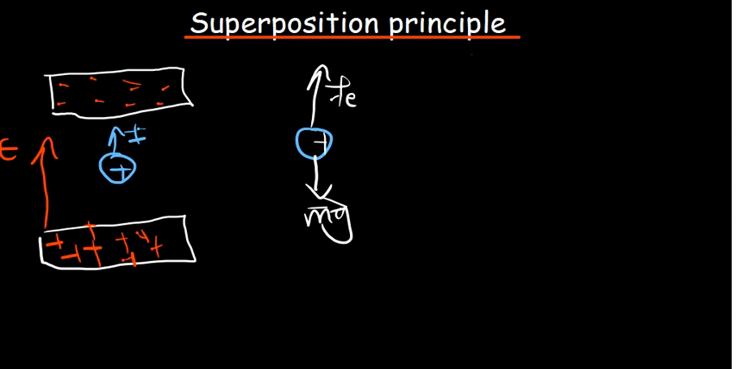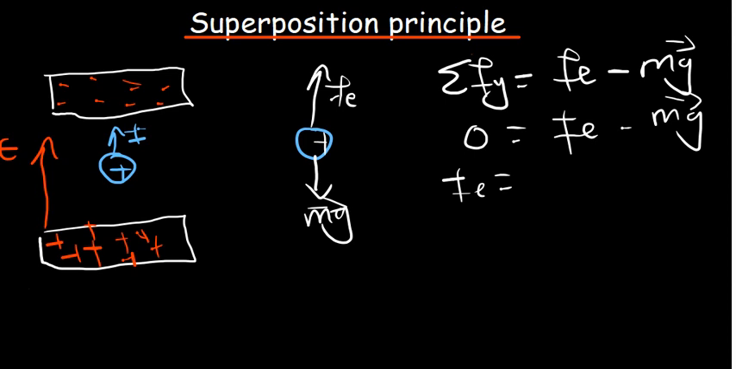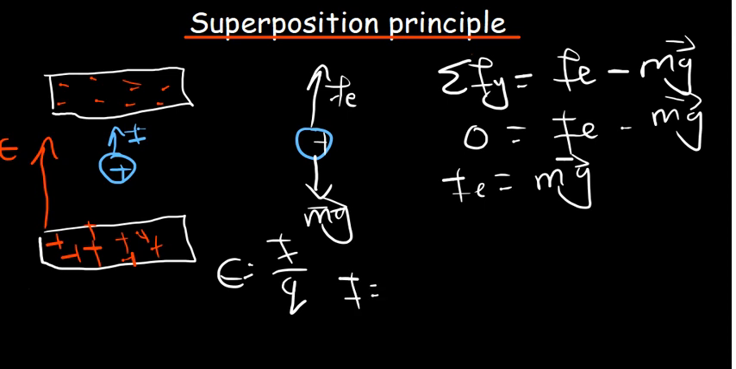Okay, so if this guy is not going up, we can say the net force is 0. So our F going up is positive, minus mg going down, which is negative. So I can come to the conclusion that my F electric force is equal to mg, because they are equal to each other. Now we know that electric field is equal to electric force over charge. Then force is equal to electric field times electric charge. I can replace it with electric field times this charge there.